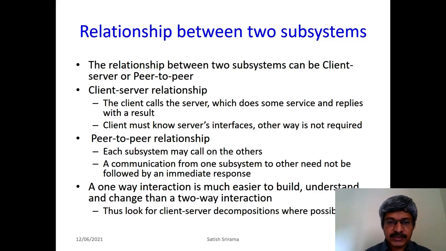However, when you think in terms of developing systems and dividing them into subsystems, a one-way interaction is much easier to build, understand, and change than a two-way interaction. So look for client-server decompositions wherever possible, rather than peer-to-peer relationships. That's about the relationship between two subsystems.